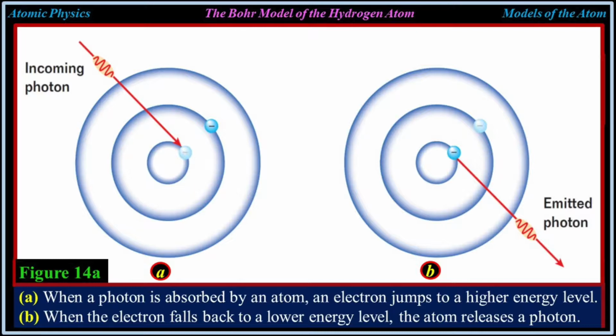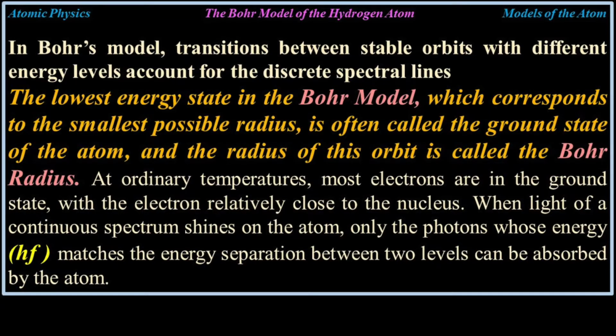Figure 14a, when a photon is absorbed by an atom, an electron jumps to a higher energy level. B, when the electron falls back to a lower energy level, the atom releases a photon. In Bohr's model, transitions between stable orbits with different energy levels account for the discrete spectral lines.